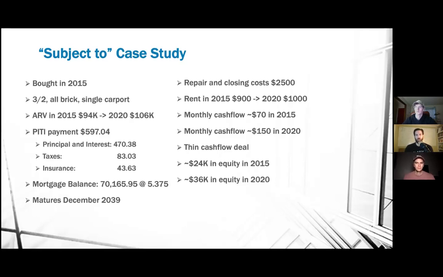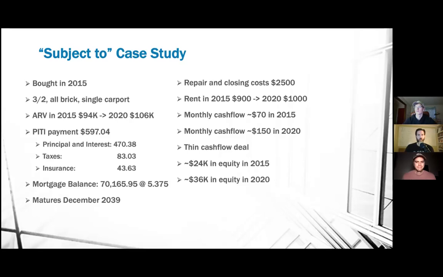You really want to know what the principal and interest payment of that mortgage is, because the taxes and insurance, you kind of want to separate from your calculation, because that's a given. Any house you're going to buy, you're going to pay taxes and insurance. I want to know how much the principal and interest is. In this case, it was a little under $500, and the mortgage balance was right at $70,000, and the interest rate at the time was 5.3%, which seems high now, but 5 years ago that was pretty competitive.